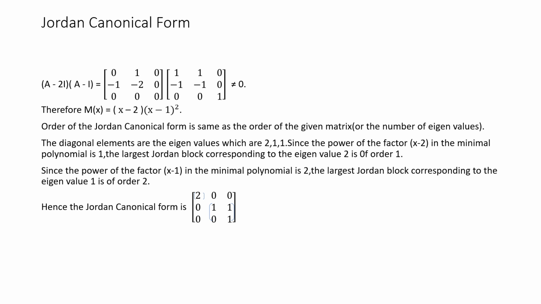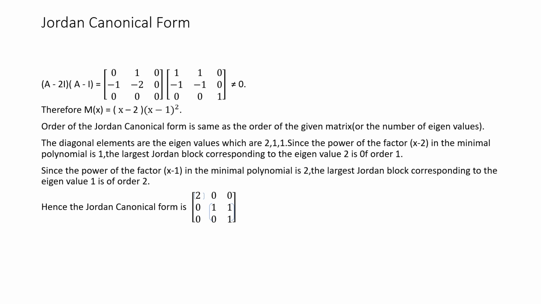The order of the Jordan canonical form is the same as the order of the given matrix or the same as the number of eigenvalues. So here the Jordan canonical form is also of order 3. The diagonal elements are the eigenvalues which are 2, 1 and 1. Corresponding to 2, the factor is x minus 2 and the power of x minus 2 in the minimal polynomial is 1. So, the largest Jordan block corresponding to the eigenvalue 2 is of order 1.